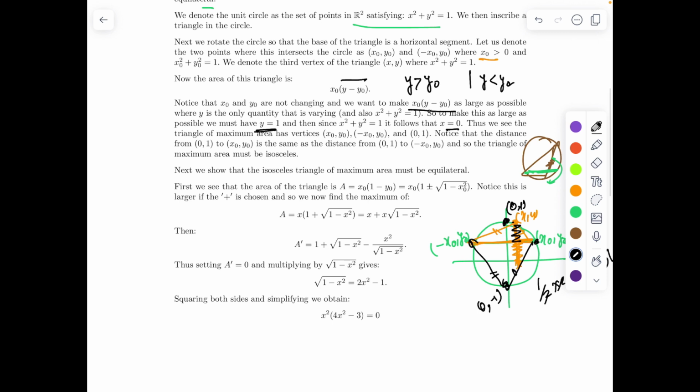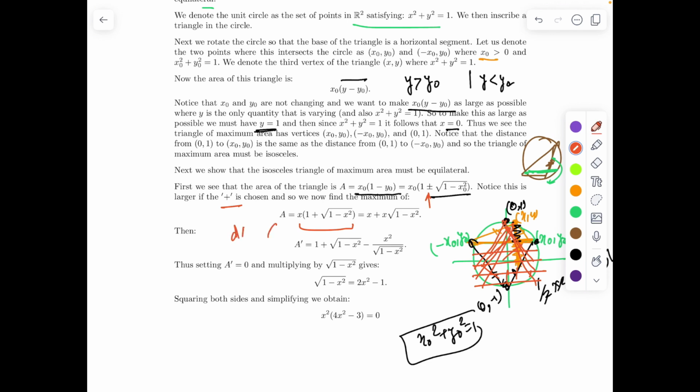So now the area of the triangle will be x0 times (1 minus y0), where y0 itself is given by root over (1 minus x0 square), because (x0, y0) is on the circle, so they will satisfy it. So now among all the possible bases, we are trying to show that among all these isosceles triangles, which one is going to give me the maximum area. So we have to find the maximum of this function x times (1 plus root over (1 minus x square)), because we have plus minus, and the larger area will be with plus, since one will be the above area, the other will be the lower one. So clearly the above one will be larger, hence we're taking it.